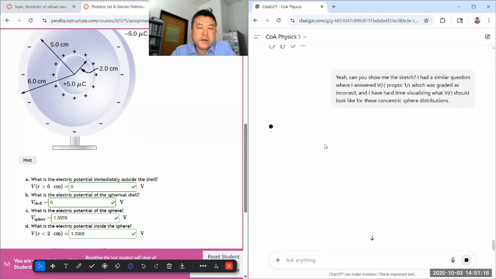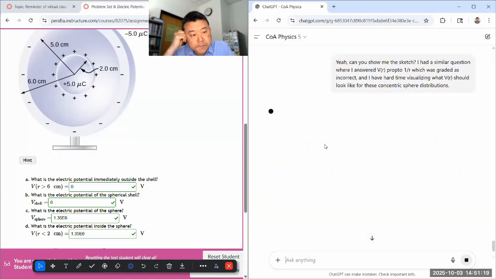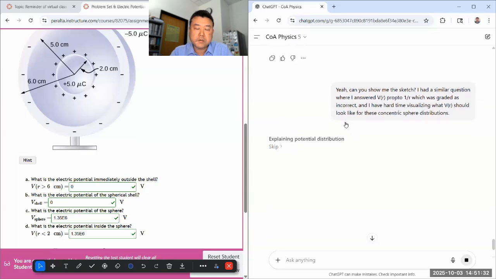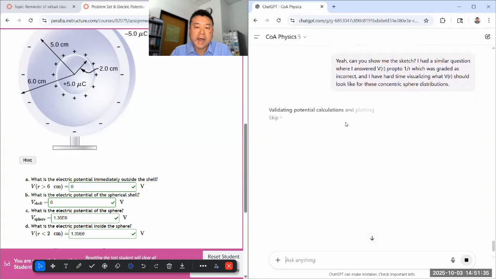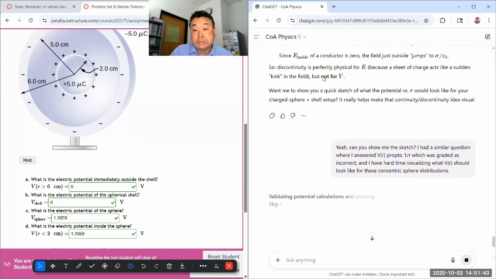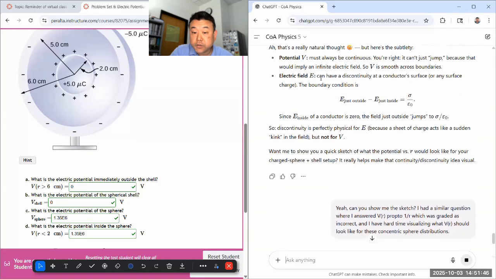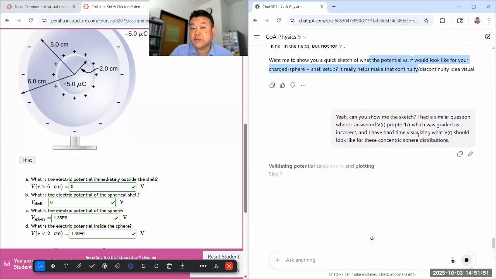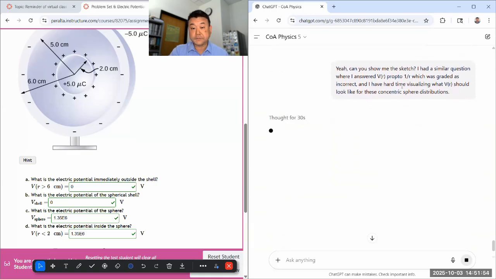I don't know if it'll do it correctly. I had some issue, I guess that was last week, trying to do some free body diagrams with a physics 4A problem, and the diagram generation thing was going through what looked like a DALL-E, and it wasn't generating a correct diagram. So I wonder if this will do it correctly, what potential versus R looks like. It might go through a plot generation and do it correctly. So just want to see.